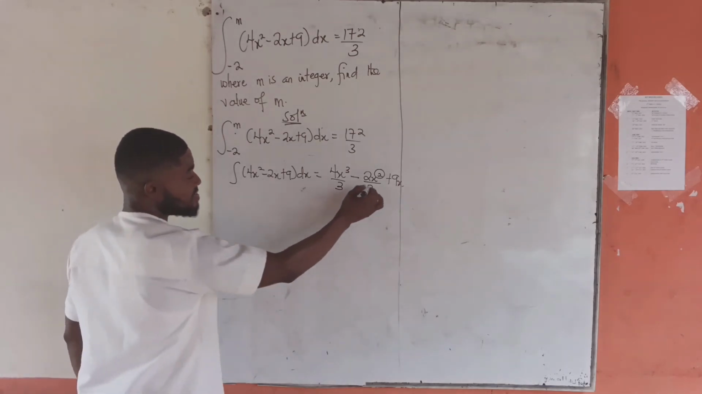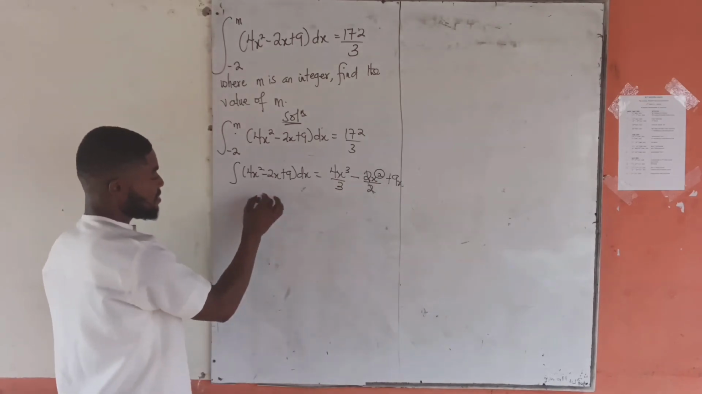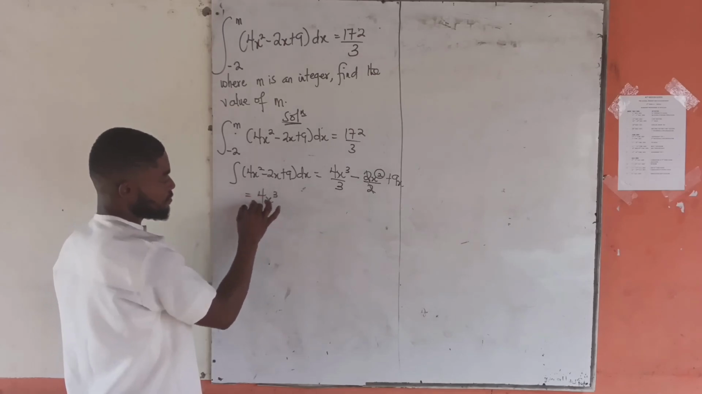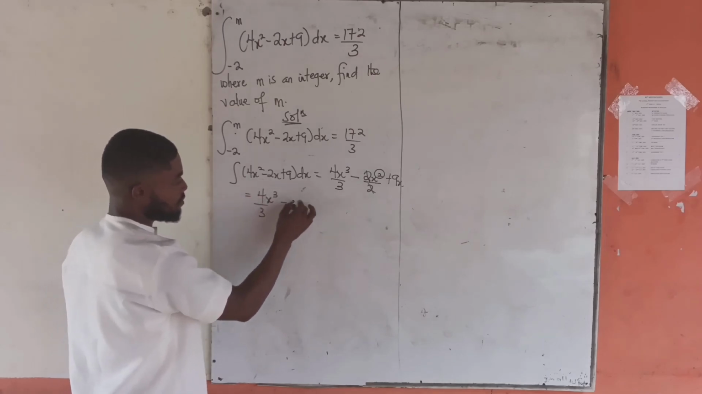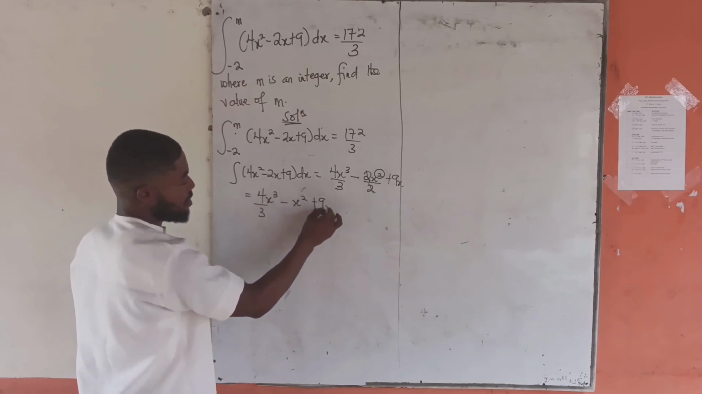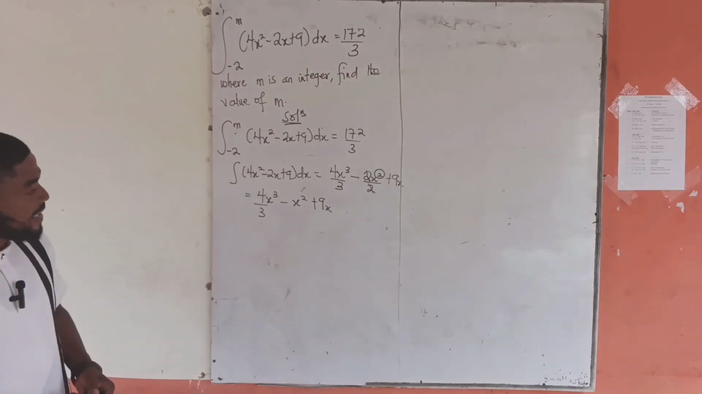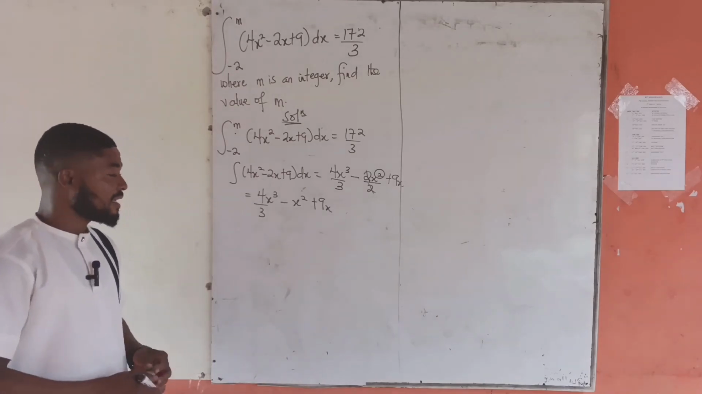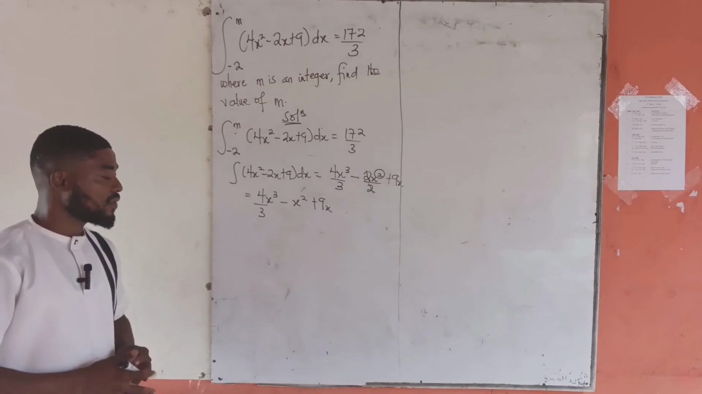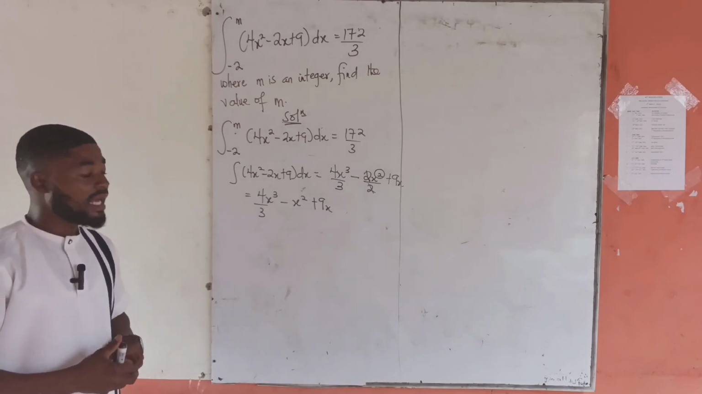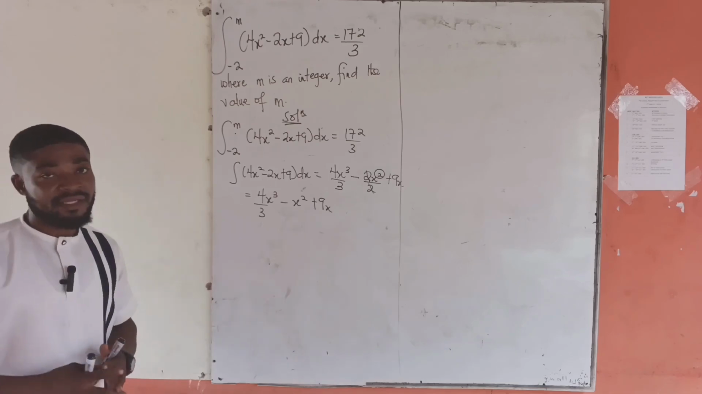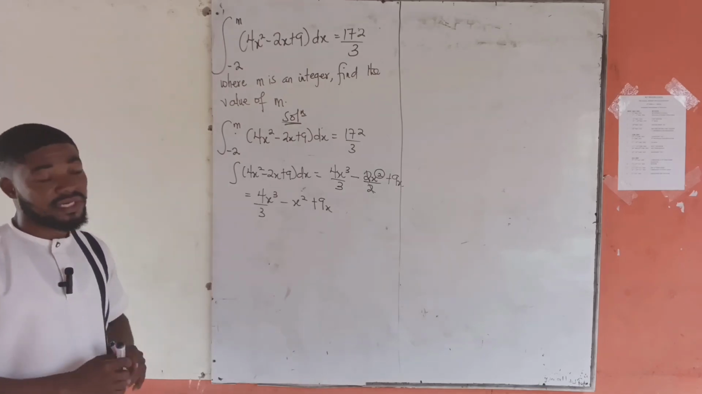Now we just try and cancel out whatever we can. So this becomes 4 over 3 x cubed minus x squared plus 9x. Now we introduce our limits of integration to this particular one.